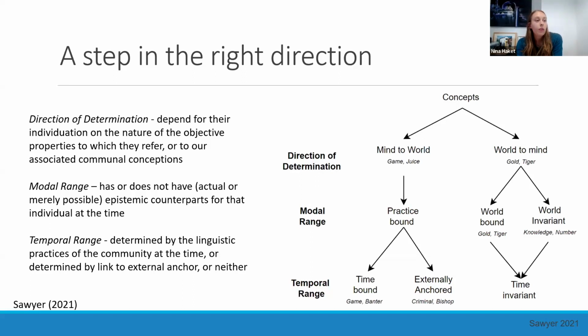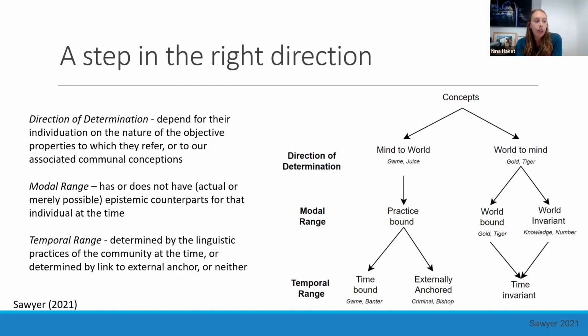Sarah Sawyer creates these three distinctions. So the first one is what she calls direction of determination, where you have world to mind or mind to world direction, where world to mind individuation depends on an objective property that a word refers to, whereas mind to world is where a word is determined by our individual or communal conceptions of it. So while world to mind words can be things like gold and tiger, mind to world will be things like game and juice.